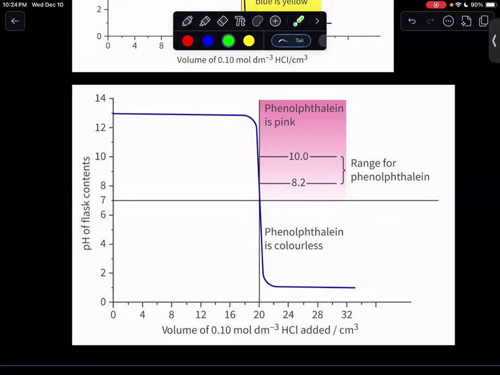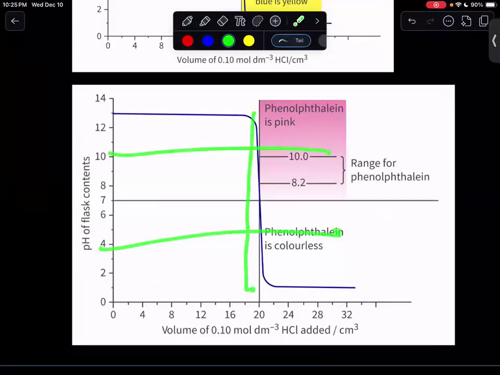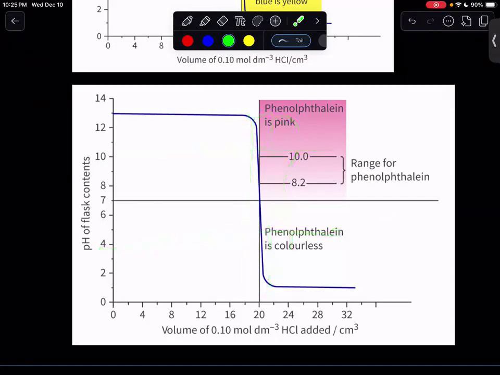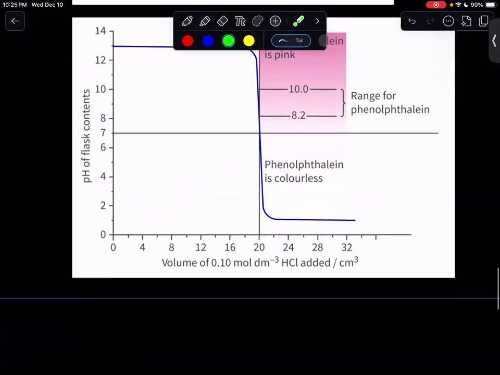You'll notice this is usually why we also start with our acid. We go from colorless into our colored form. It's an easier transition to notice than the other way around. For strong acid, strong base titrations, we actually are a lot more forgiving with our indicators of choice because this change happens so fast and covers such a large range of pH values that most indicators will work for a strong acid, strong base titration.